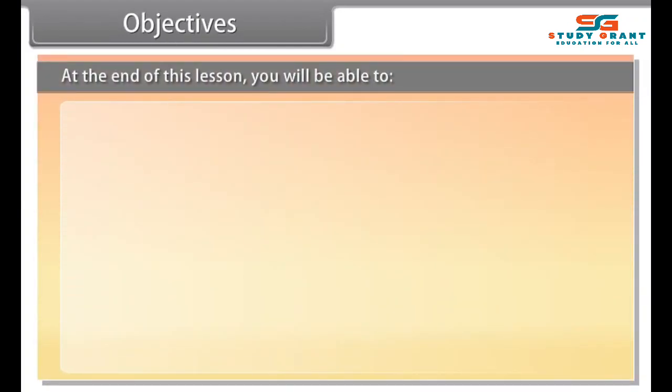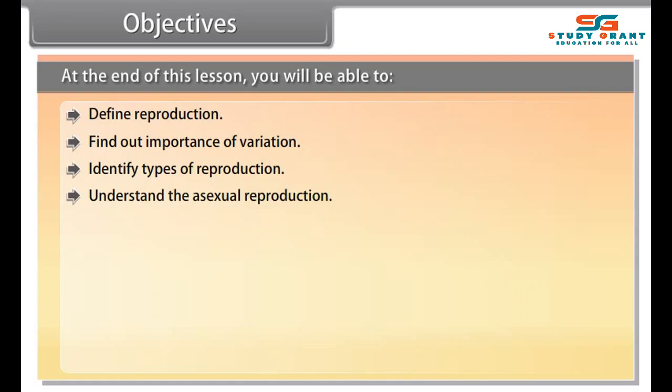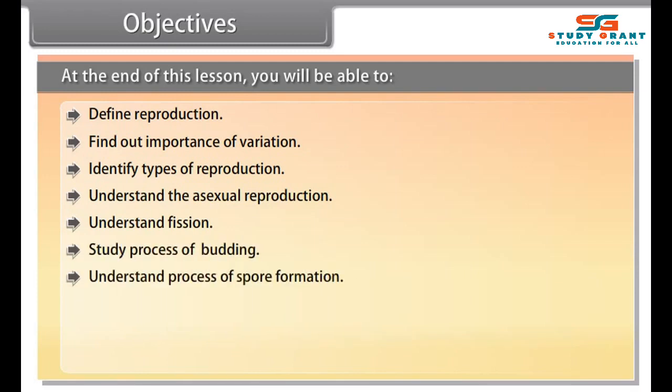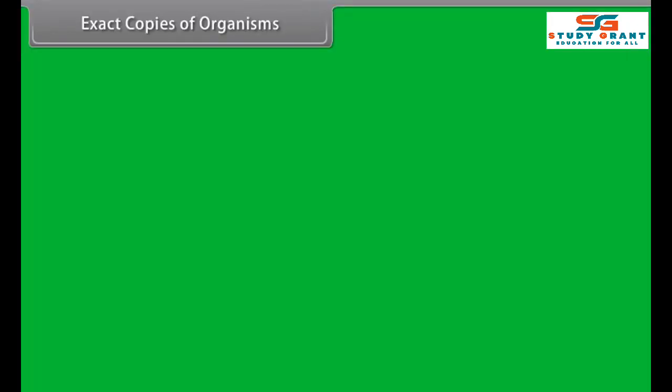At the end of this lesson, you'll be able to define reproduction, find out importance of variation, identify types of reproduction, understand the asexual reproduction, understand fission, study the process of budding, understand process of spore formation, understand regeneration, understand process of fragmentation, find out vegetative reproduction.